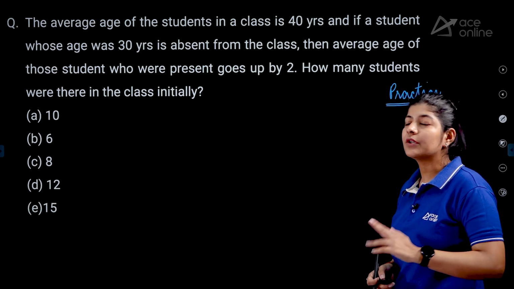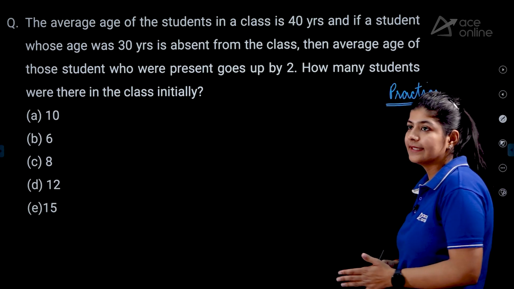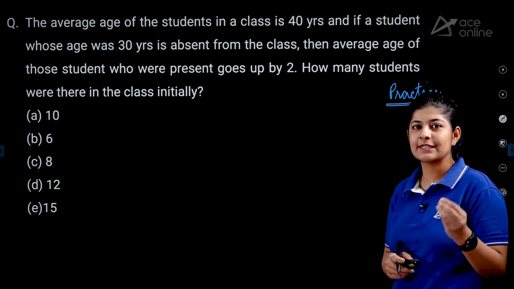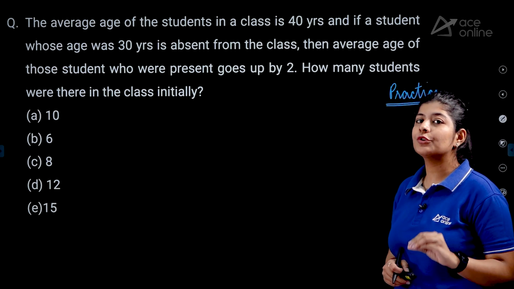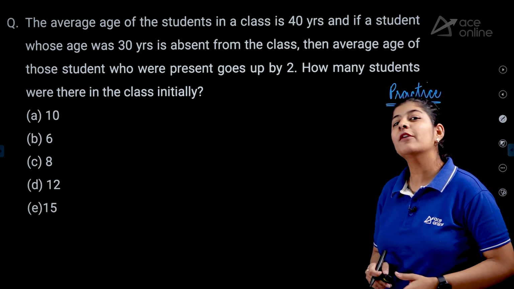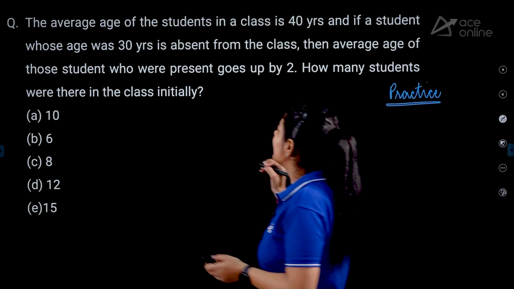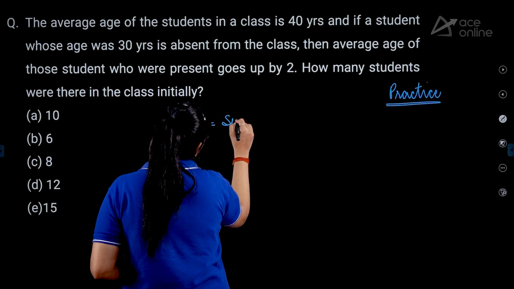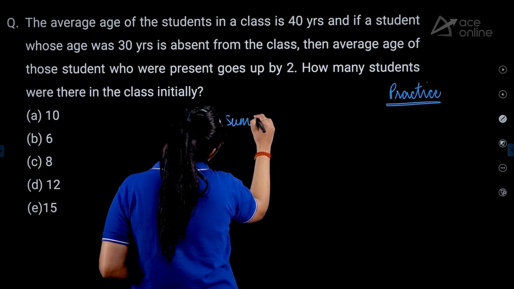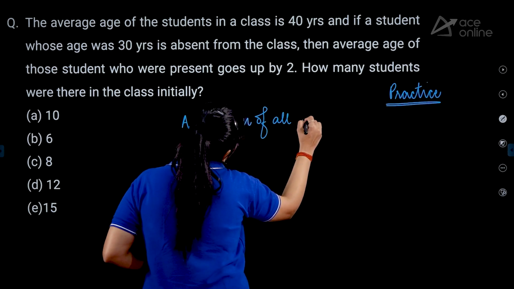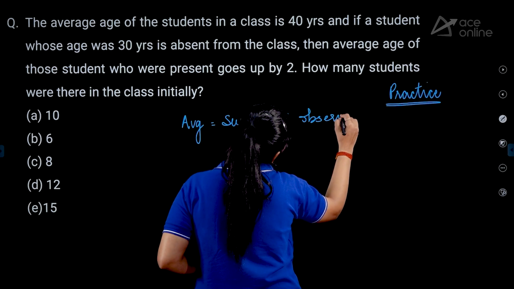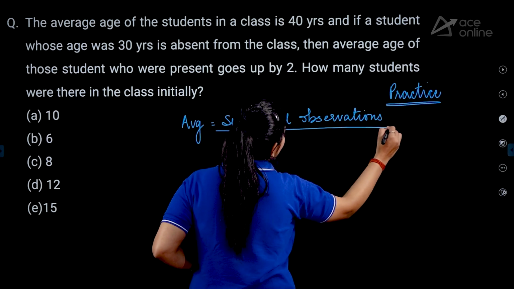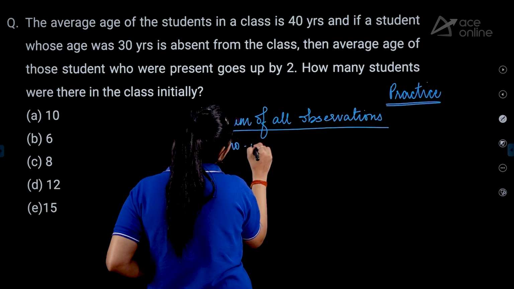What we need to do? We need to find out how many students were there in the class. This is a very easy question. All you need to do is use the concept of average. And we know that average is nothing but sum of all observations divided by the number of observations.